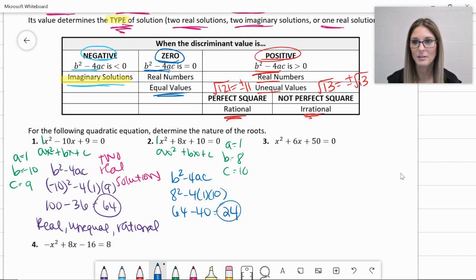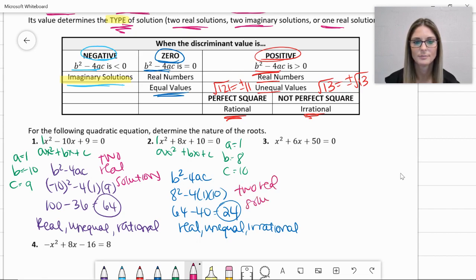That's my discriminant value. It's not my solution to the quadratics. It's not my roots, but it does tell me what kind of solutions I have. I do have real number solutions. They are unequal, but because 24 is not a perfect square, they are going to be irrational numbers. Because we got a positive, again, two real solutions.